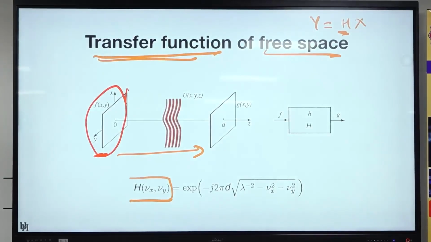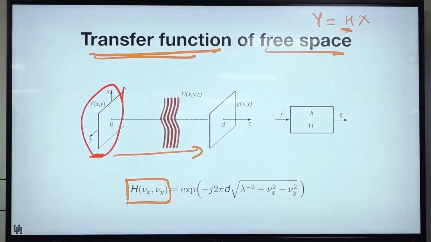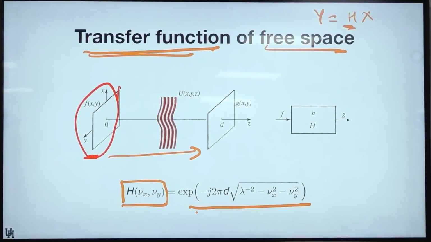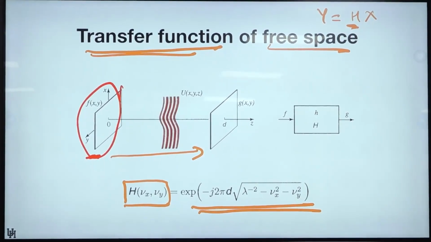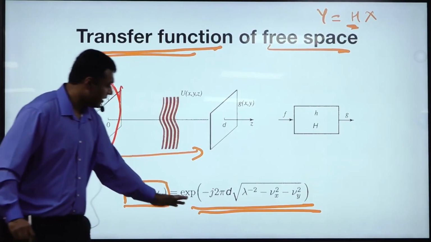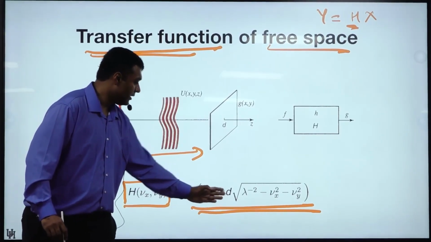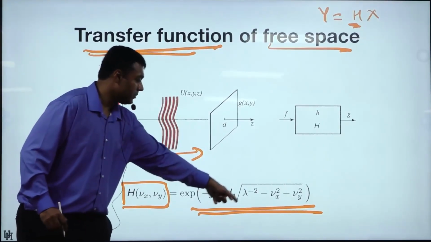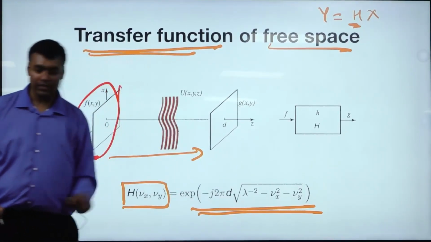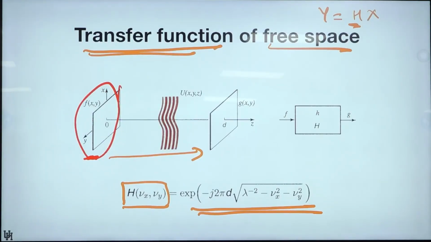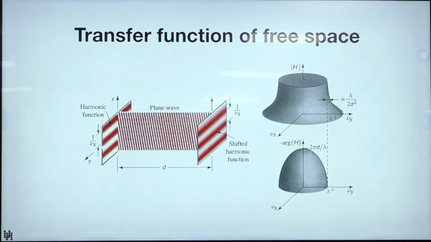So what we need to do is find the two-dimensional transfer function of free space. The short answer is, this is the transfer function: e to the j 2 pi d, where d is the distance here, times this. The 2 pi with this is just kz times d. So basically we're saying e to the minus j kz times d. That's essentially the transfer function of free space. Let's look at the implications of this.